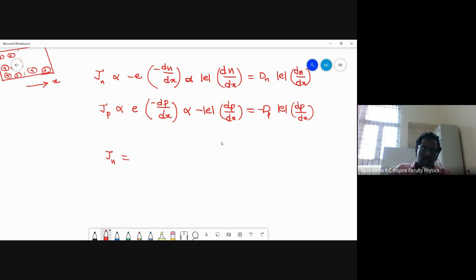Now you can write the current density due to only electrons, due to the two different mechanisms. One is the drift and one is the diffusion. So the magnitude of the electron charge times mu n, this is because of the drift mechanism, and now this is due to the diffusion.